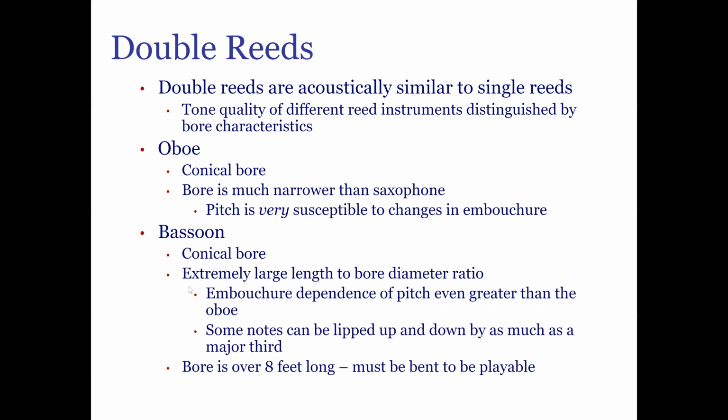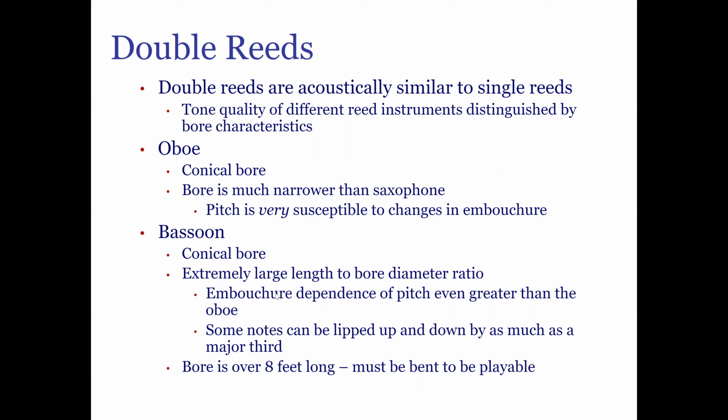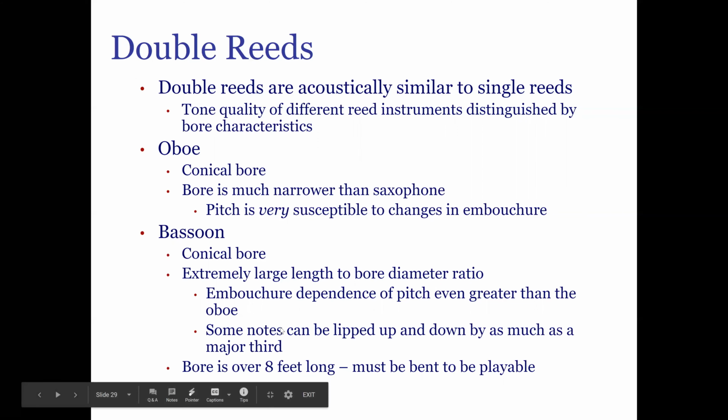The nature of the length to bore diameter ratio means you get even more pitch susceptibility to embouchure for a bassoon, and some notes can be moved up and down by as much as a major third. The interesting characteristic of a bassoon is it is very formant driven in the way it plays. There are definitely certain regions that get enhanced, and so there are different harmonic regions in the overtones that get enhanced more than others.